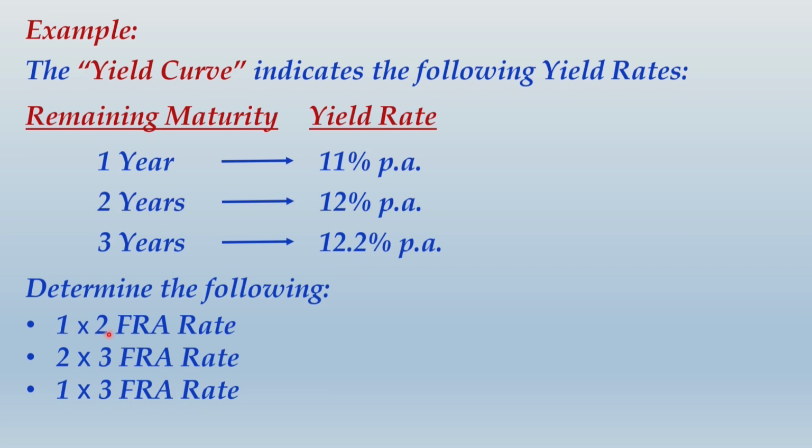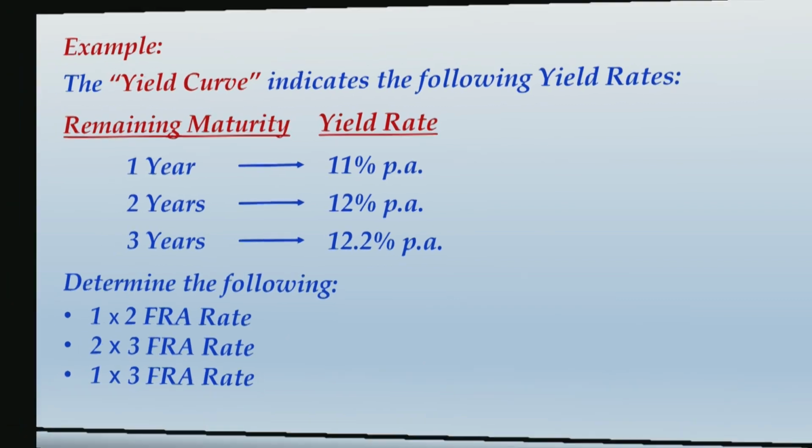So friends, if you are holding the bond for 1 year, it is giving you 11% per annum. That means just for 1 year you are earning 11%. If you are holding the bond for 2 years, it is offering you 12% for both the years on a compounded basis. So what would be the second year's yield if you are holding the bond for 2 years? That is what we call the 1/2 FRA rate. So let us see how to present the calculation of the same. Let us see how to present the solution.